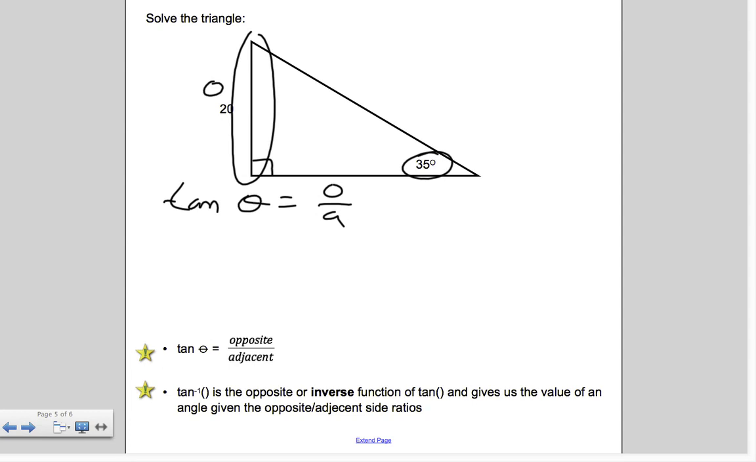So which one is the adjacent? The horizontal one. So this one here is the adjacent one, because we know that one's our hypotenuse. The hypotenuse just keeps a special name, hypotenuse.